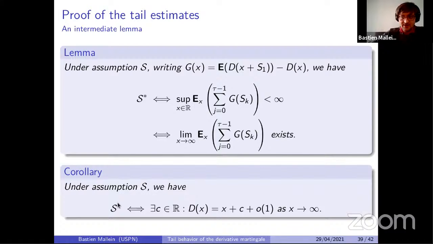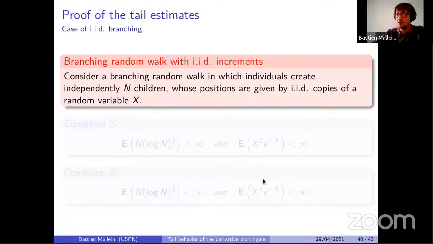And this is enough to say that S star is equivalent to the fact that there exists a constant so that d of x behaves as x plus this constant plus a little o of 1. And this, by the Tauberian theorem, tells us exactly the asymptotic behavior of the expectation of the derivative martingale.